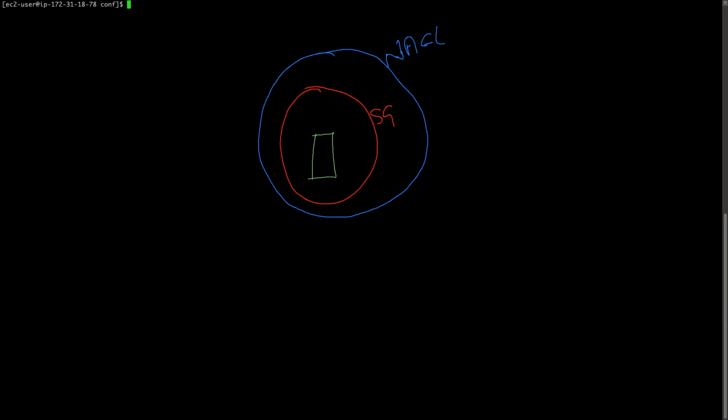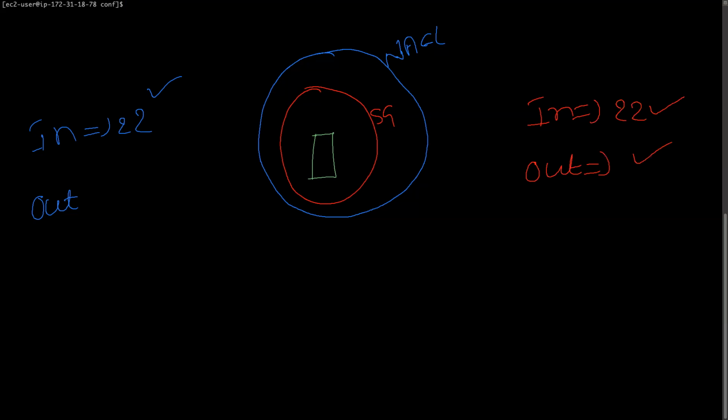NACL is stateless. Stateless means you have multiple rules, inbound and outbound. Inbound, if you say allow 22, it can only allow 22. Again, for outbound you also need to write a rule. Whereas in a security group, if you say inbound allow 22, by default outbound also gets allowed. But with NACL, you need to write a rule for outbound as well. That's stateless.